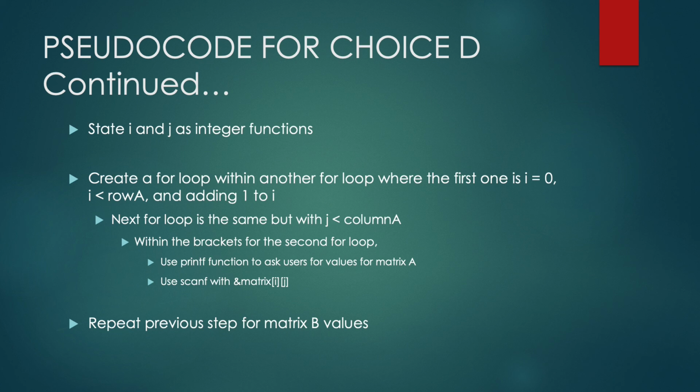Within the bracket of the second for loop, we will have to use the printf function, which will ask the user to input the values of matrix A, and we will have a scanf function with the address of matrix A, I and J used in it in order to receive the values for the first matrix. And then we will repeat the same steps in order to retrieve the values for matrix B.